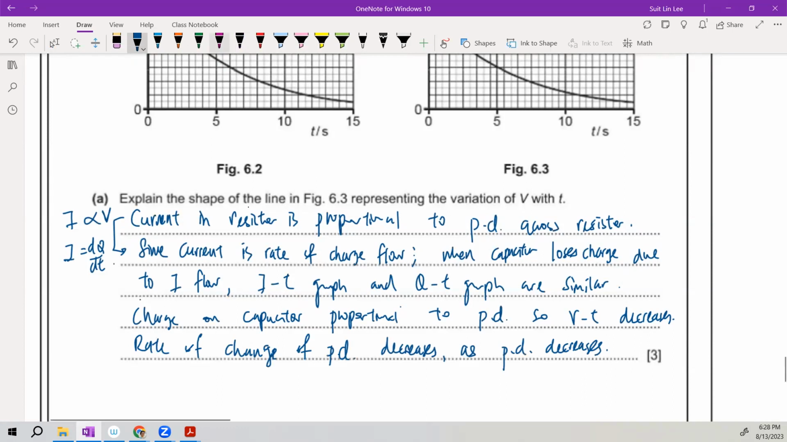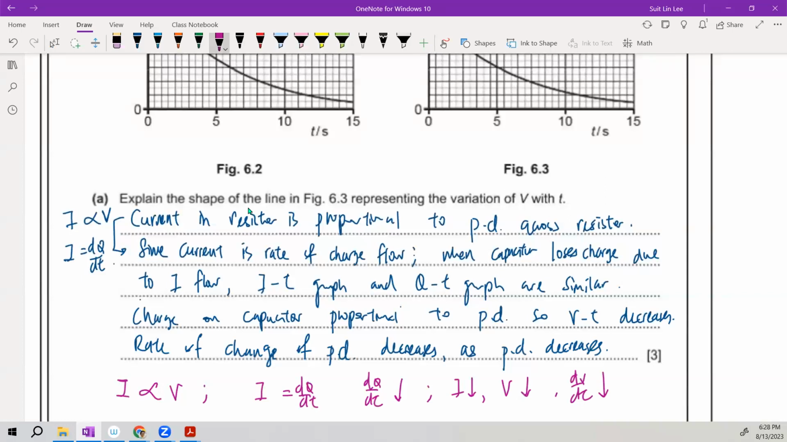Okay, so in short, right, what we're trying to say is current is proportional to the potential difference, but also current is equal to dq dt. So if dq dt decreases, you can tell from the graph, this means current decreases, this means V decreases, this means dV dt also decreases. It feels like a very mathematic explanation, but what to do? You are describing the shape of the line. Okay.